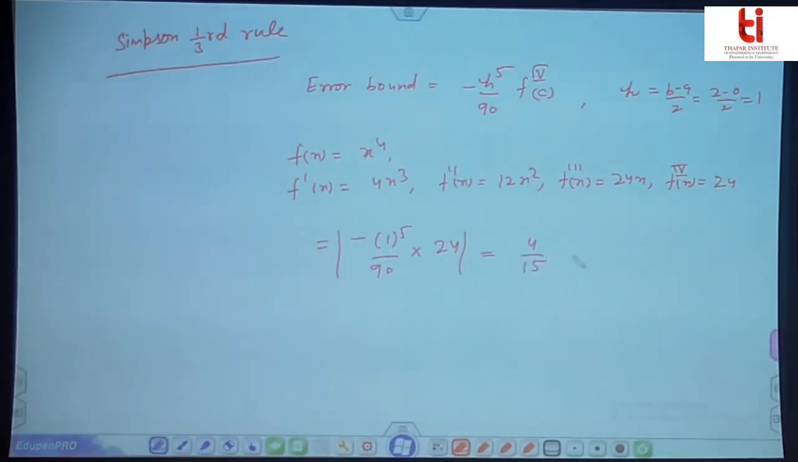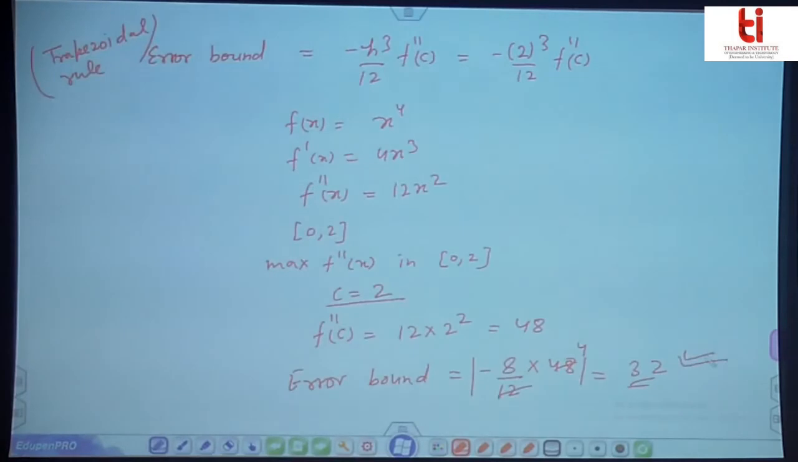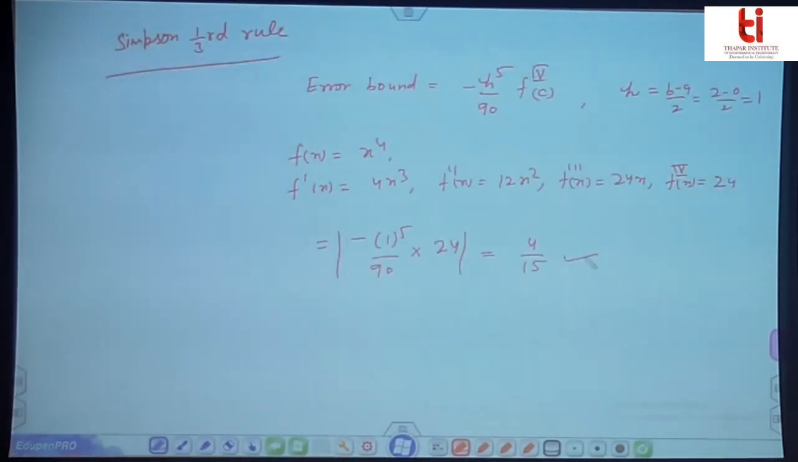If we compare the error bound between the Simpson 1/3 rule and the trapezoidal rule, in the case of the trapezoidal rule it is 32 and for Simpson 1/3 it is 4 upon 15, which is less. So the error will be less than 4 by 15 in Simpson 1/3 rule. So Simpson 1/3 rule has better accuracy than the trapezoidal rule. Why? We will discuss it after this example. Okay, this first part is over.